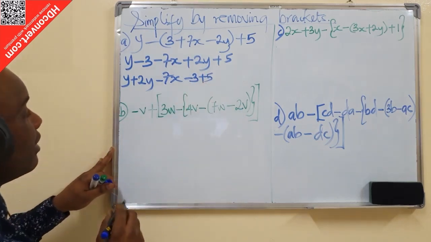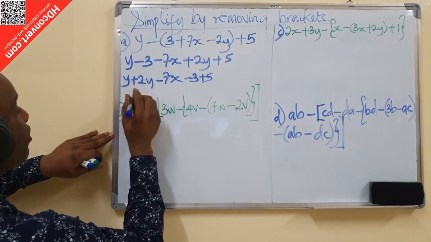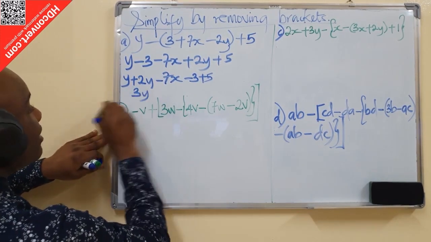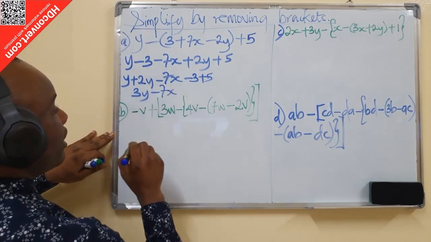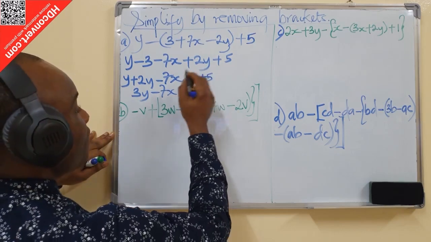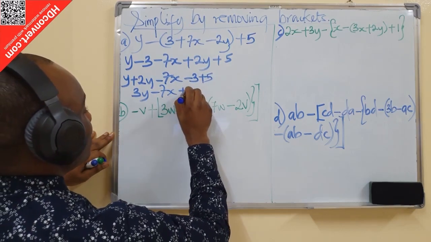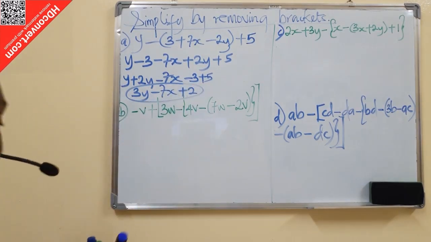They can stay together. So in that case, our final answer will be y add 2y gives us 3y. Negative 7x, there is nothing to join it to, so it stays. And then negative 3 add 5 is the same thing as 5 minus 3. That gives us positive 2. So this is our answer for question 1.